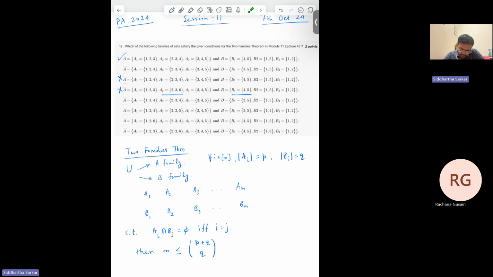Now let's look at A3 and B1. 5 is common. This is non-empty as expected. And A3 and B2, that is 5. So again, non-empty as per the condition of the theorem. So this option is in fact satisfying all the conditions of the two families theorem. So we will mark it correct.